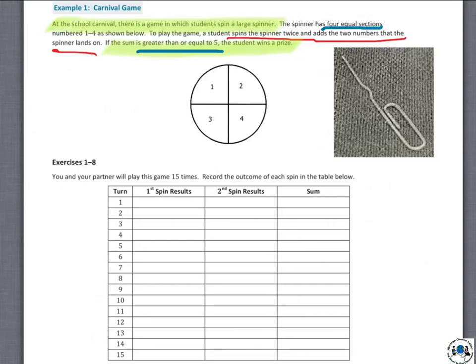Maybe you could do it with your mom or dad or sister, brother, friend, or, remember, an imaginary partner. So go ahead and do that. I'm going to pause, and we'll come back and take a look at my spin results.